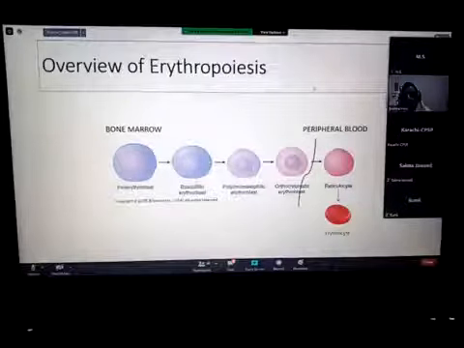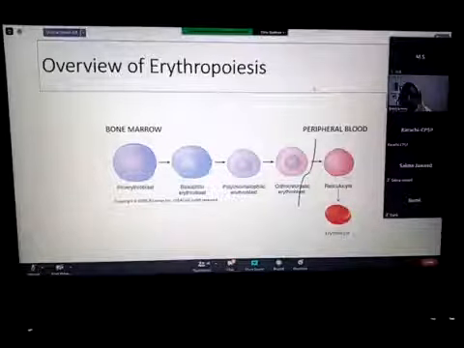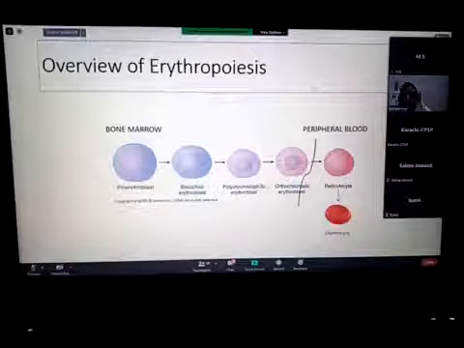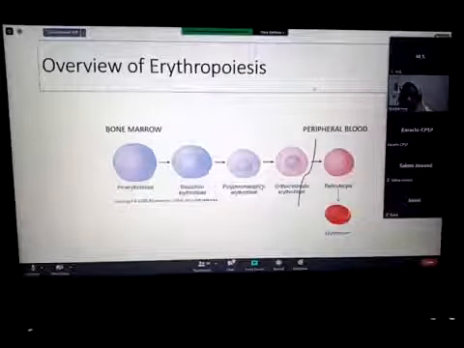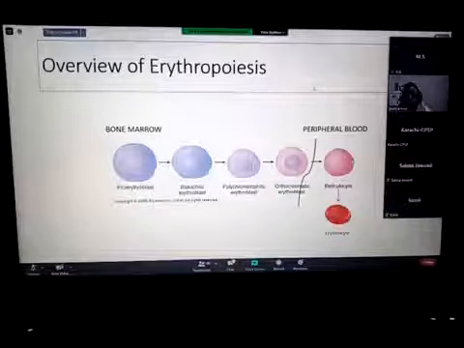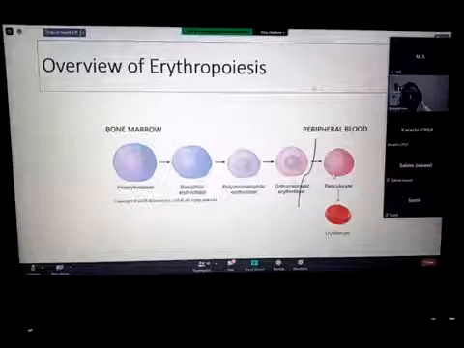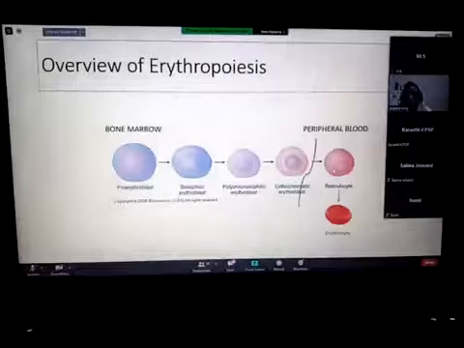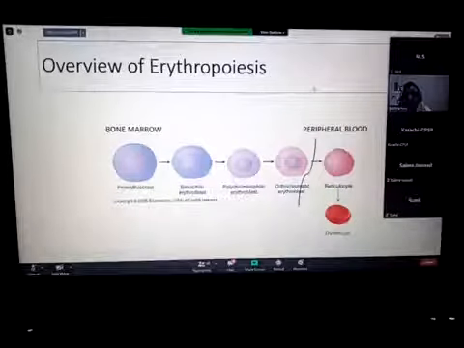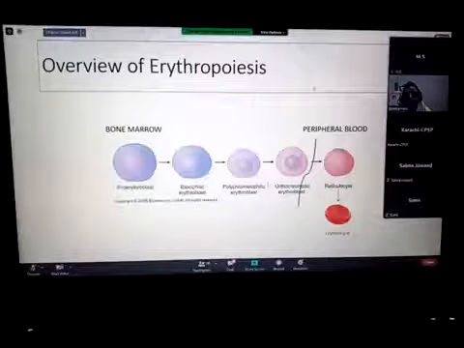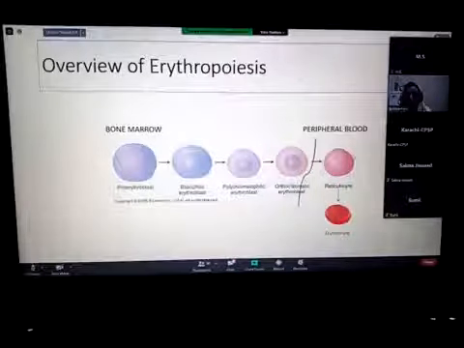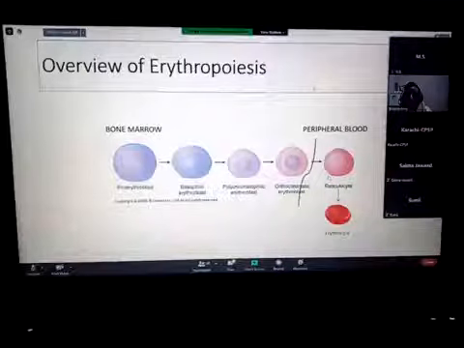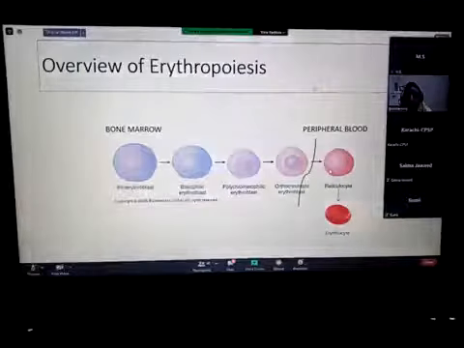If there's marrow failure, then the reticulocyte count will decrease. But if there's increased erythropoiesis because of hemolysis or any other reason, the reticulocyte count will increase. So this serves as a marker for what is happening in the bone marrow. You usually don't do bone marrow examination in case of anemia, and we make our diagnosis based on the reticulocyte counts present in the peripheral blood.